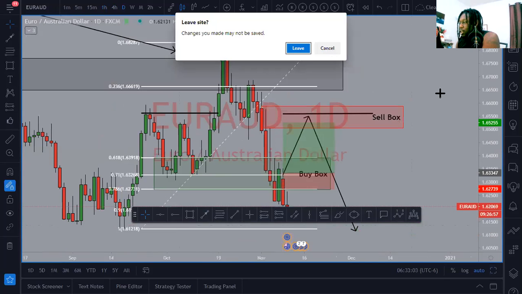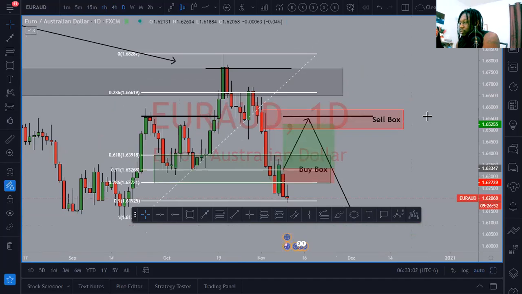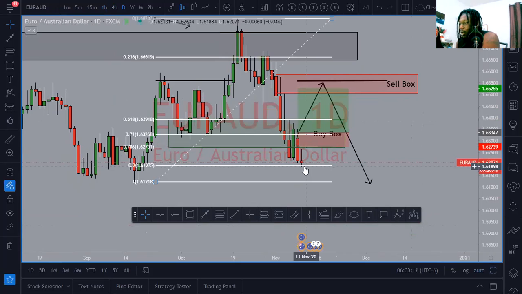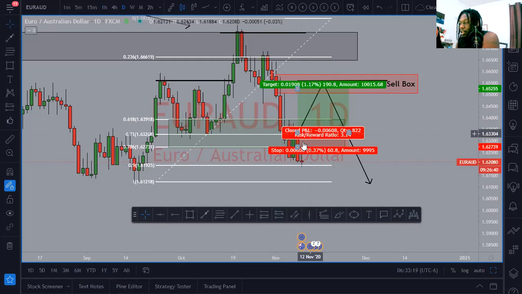Cancel. Why did I even want to leave? Okay, so came to the 90% fib. This is why sometimes I don't like using the 90% fib as a stop loss, because if I was swing trading this would still be valid in my eyes.